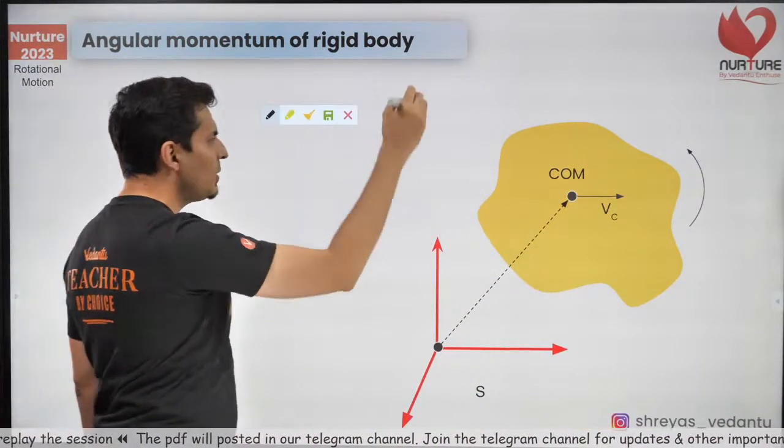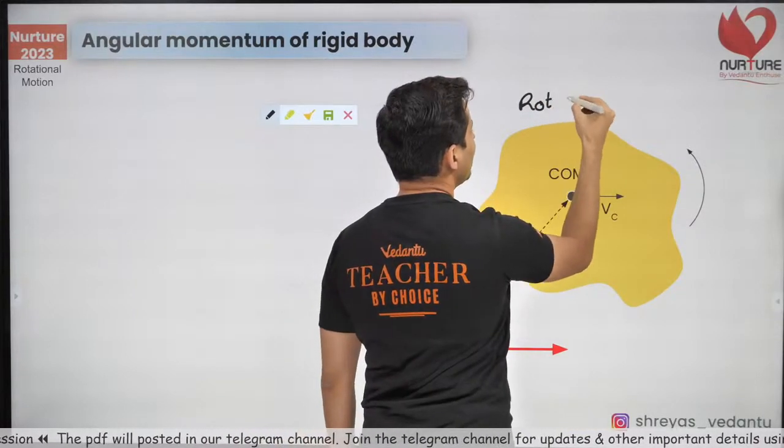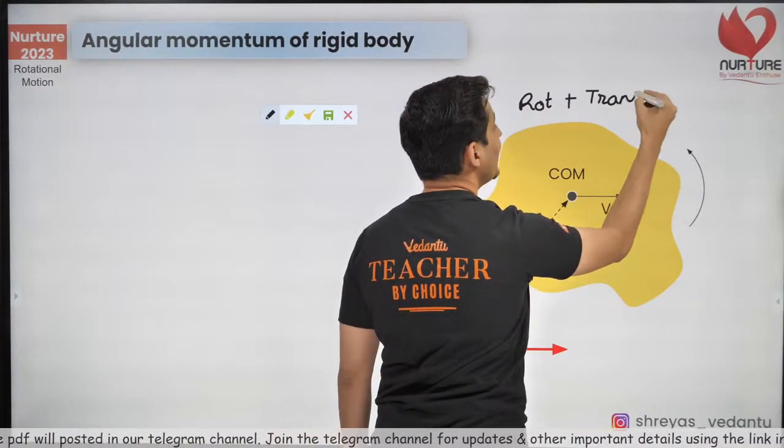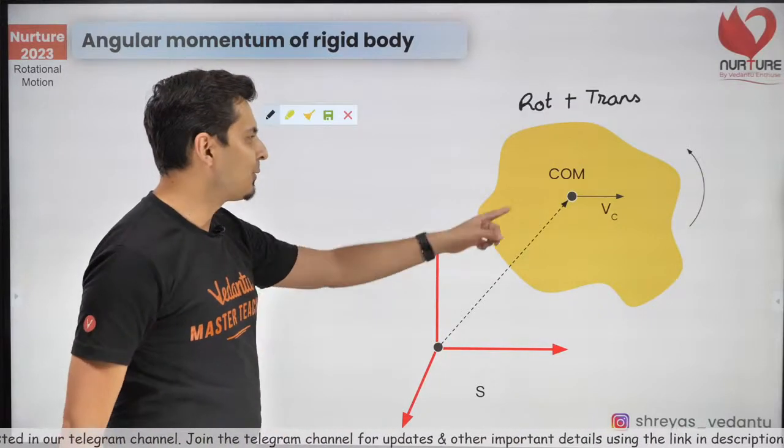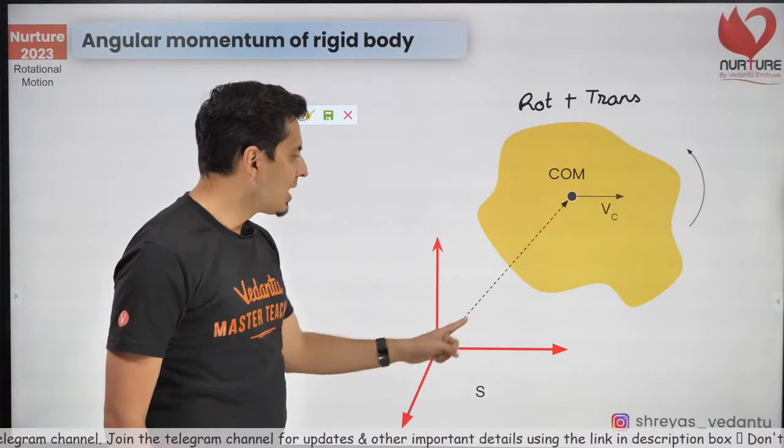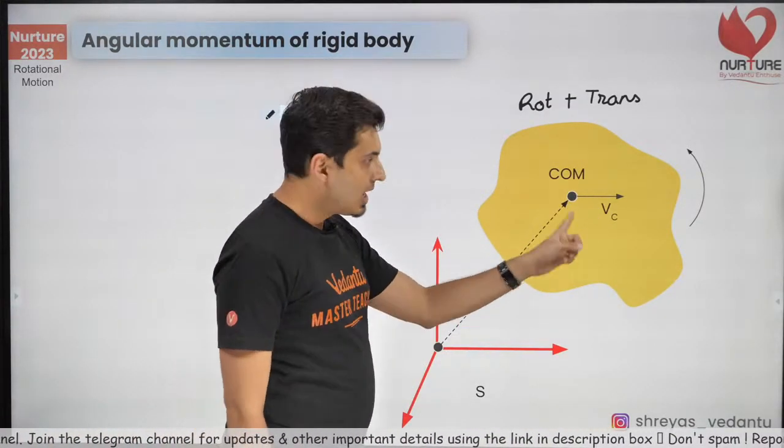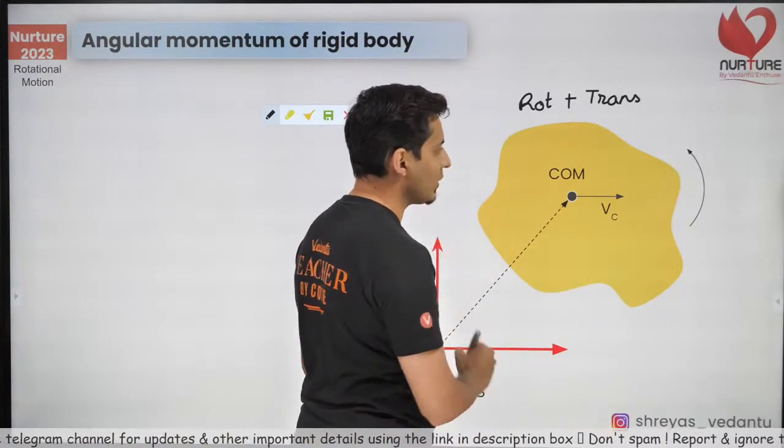So when you have a rotating plus translating body, that's when you need the knowledge of center of mass. You should know where the center of mass is and what is the velocity of the center of mass.